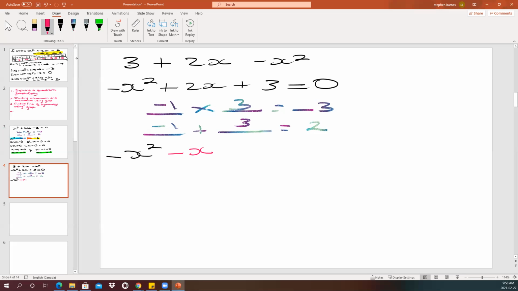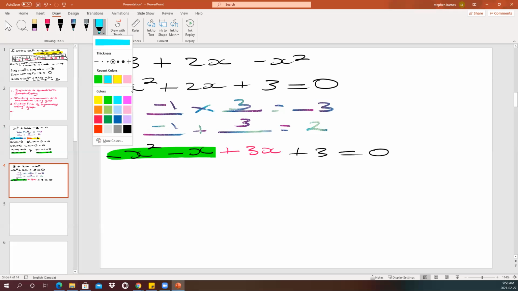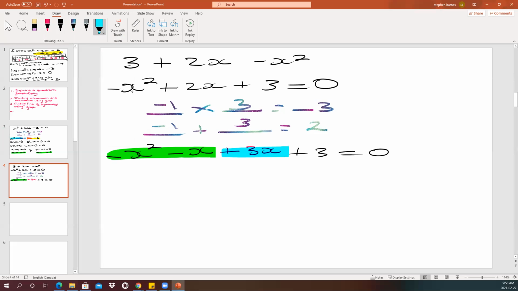So we have -x² plus 2x plus 3 is equal to 0. And then we go ahead and factorize by pairs. So we factorize that pair first, and then this pair second, all right? So let's go. -x² minus x, what are we factorizing here? We have -1.